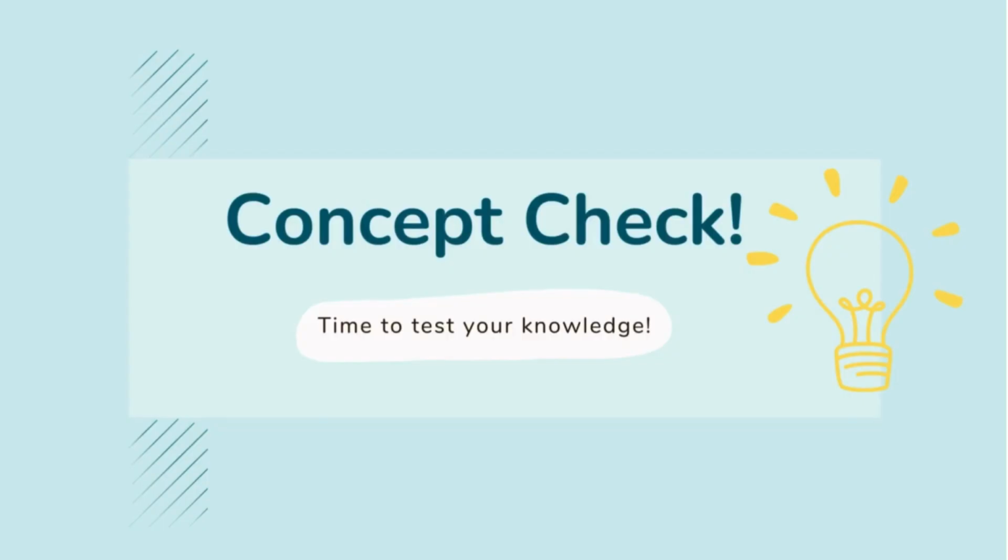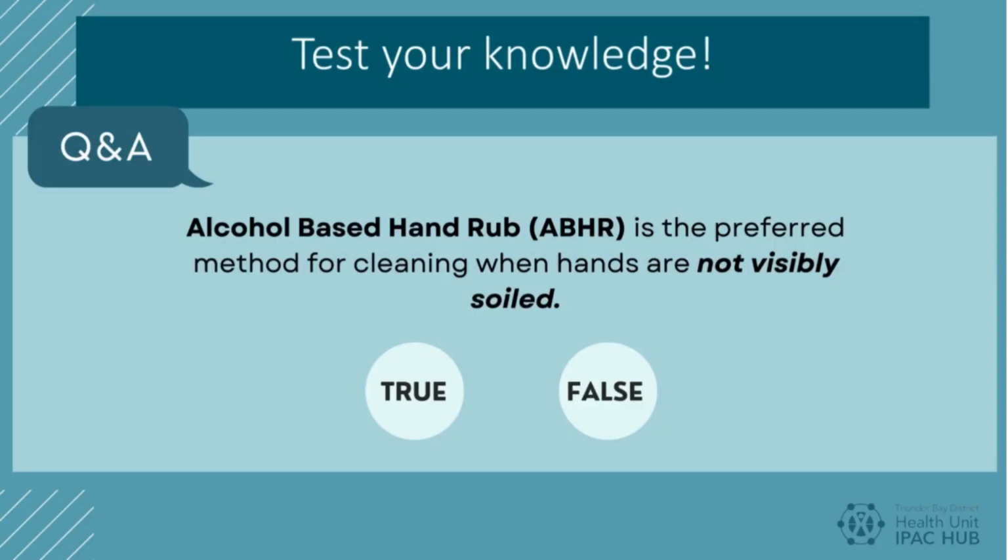Okay, now let's do a concept check. Let's test our knowledge. True or false? Alcohol based hand rub, or ABHR, is the preferred method for cleaning when hands are not visibly soiled. We'll go over the answer on the next slide, but if you need a couple more seconds or minutes, you can always pause the slide here.